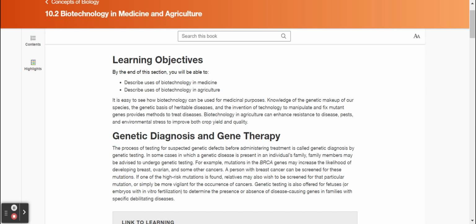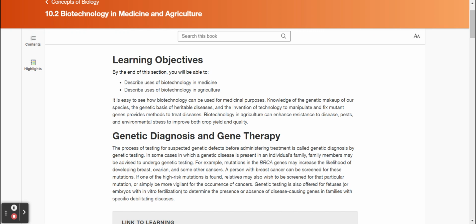Knowledge of the genetic makeup of our species, the genetic basis of heritable diseases, and the invention of technology to manipulate and fix mutant genes provides methods to treat diseases. Biotechnology in agriculture can enhance resistance to disease, pests, and environmental stress to improve both crop yield and quality.